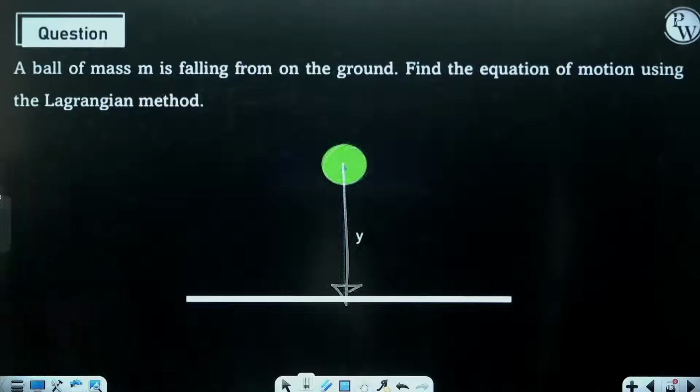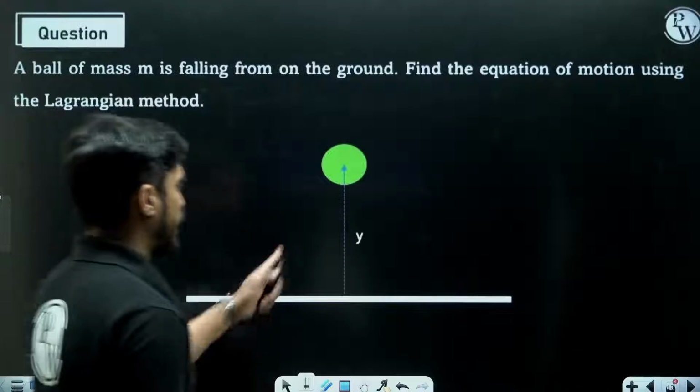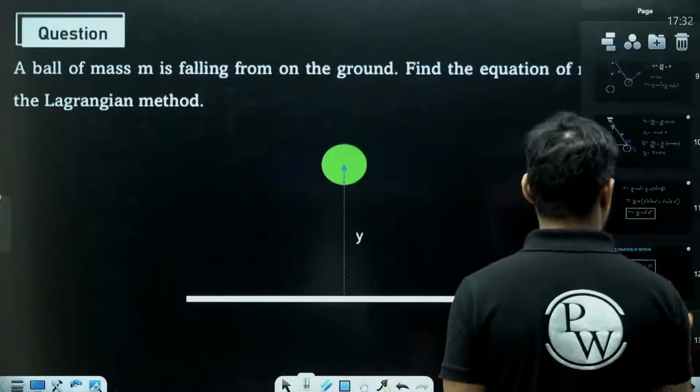Okay. We have seen how to find the equation of motion using Newtonian mechanics. In this case, it was a equal to g. Now we will do the same thing using Lagrangian mechanics. The first thing that you need to do is decide your generalized coordinate.